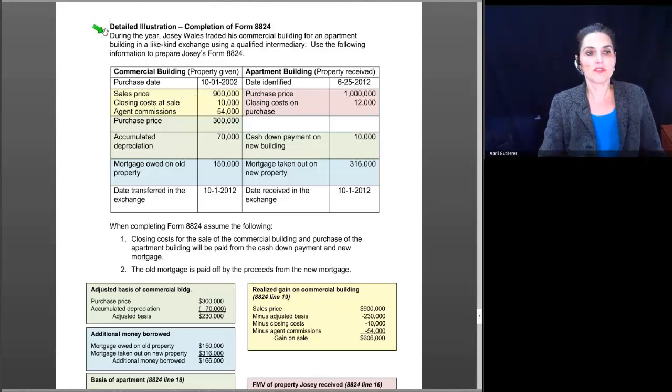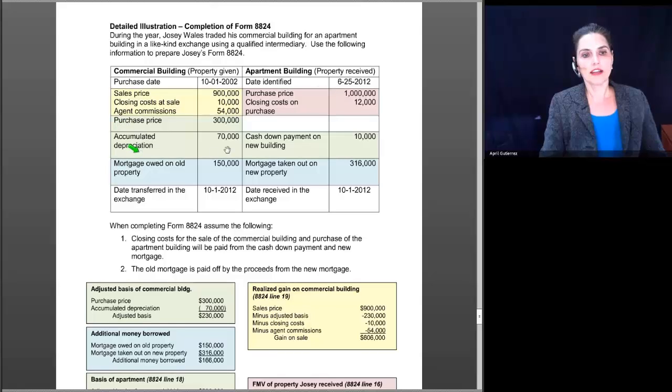Detailed illustration. During the year, Joe C. Wales traded his commercial building for an apartment building in a like-kind exchange using a qualified intermediary. Use the following information to prepare his 8824. We've got the purchase date of the property given up and the date identified for the property he's receiving. Then we have the sales price, the closing costs, and the agent commissions on the property that he's given up, as well as the purchase price and the closing costs on the purchase of the property he's acquiring.